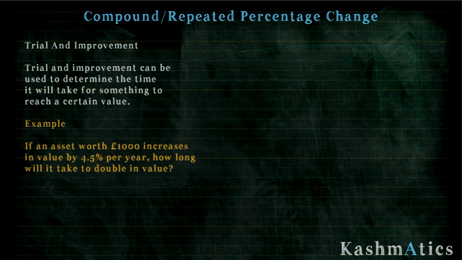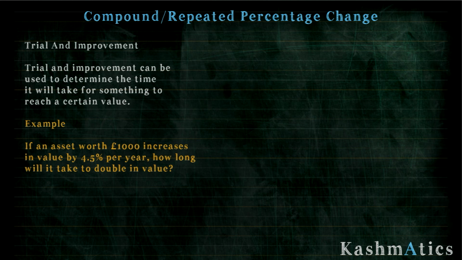And finally, trial and improvement. Now this can be used to work out how long it'll take for an investment or something to reach a certain value. So for example, an asset worth £1,000 increases in value by 4.5% per year. How long will it take to double in value? Now we are assuming this is a compound or repeated percentage change, and I'll show you exactly how it's done.